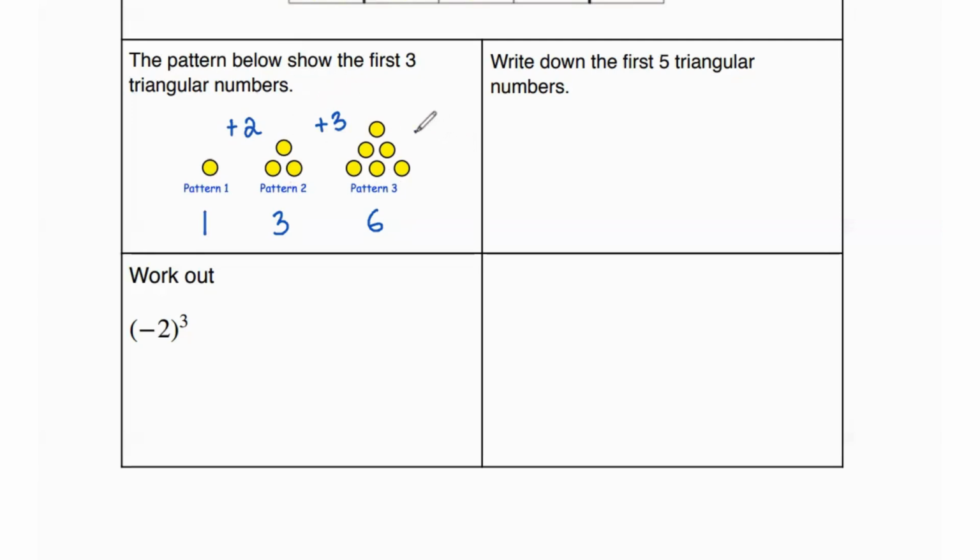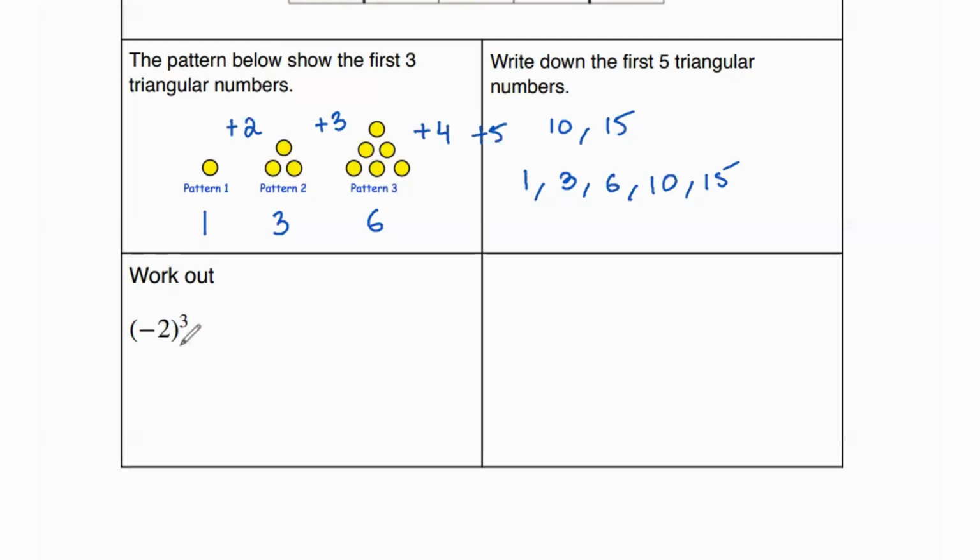So to get the next pattern, we would add 4. That gives us 10. And then to 10, we would add 5. That would give us 15. So the first 5 triangular numbers would be 1, 3, 6, 10, and 15.